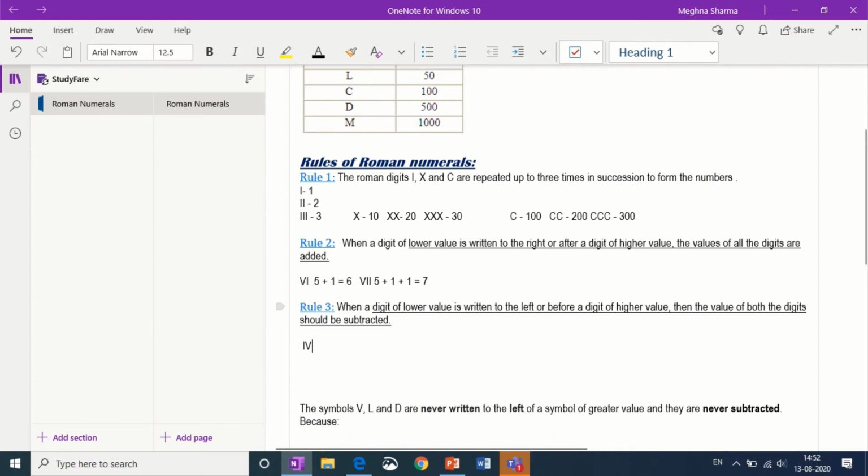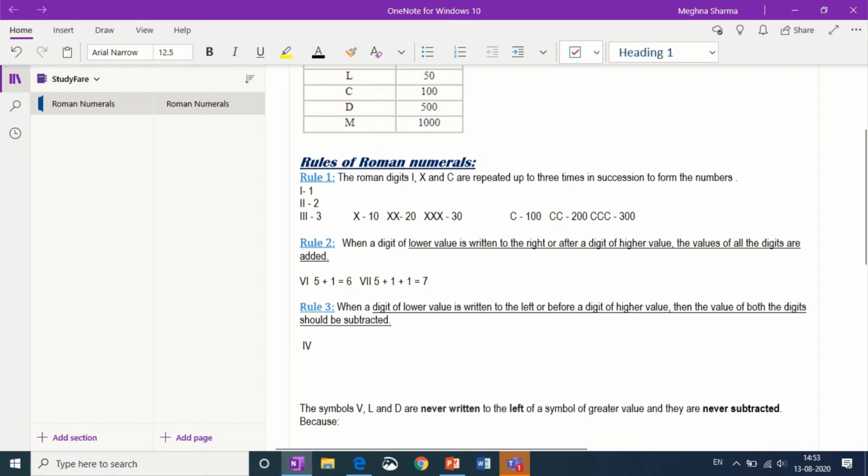Let's see. When a digit of a lower value, see over here, I is smaller than V. I is smaller than V over here. Here we wrote it reverse, and here we are again writing it reverse only. Both are opposite to each other. Now the value is written to the left or before a digit of a higher value. See, this I or 1 is written to the left side of this V or 5, and this I is smaller. So in this case, the value of both the digits should be subtracted. In this case, we should subtract both of them.